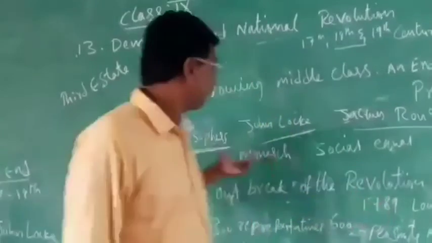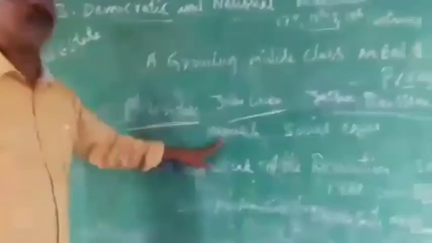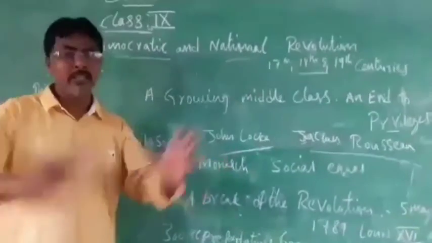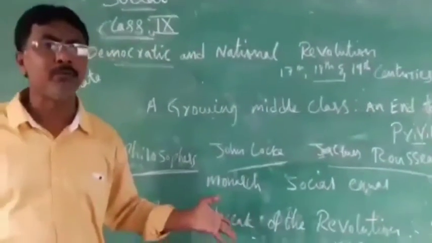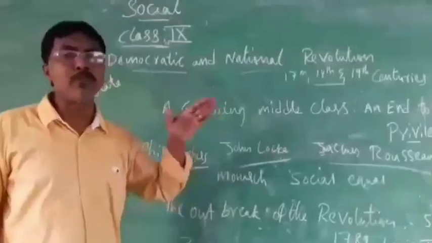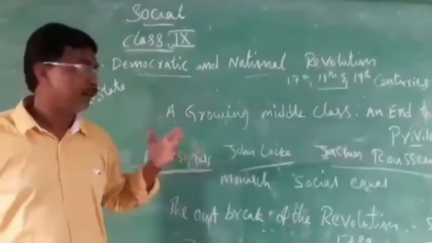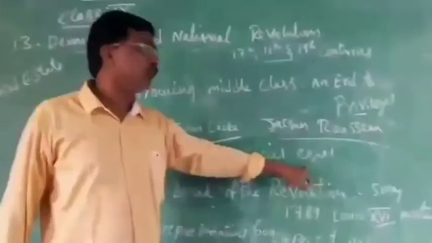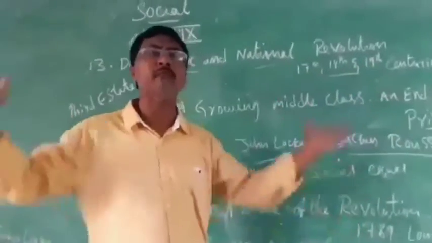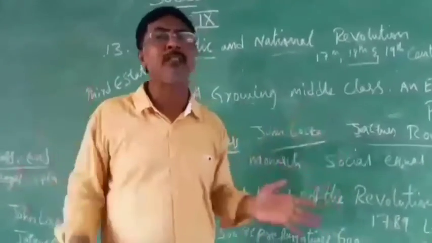So like that he told, and he also told that first we should remove the monarchy government. The king's ruling should be removed, and a democratic type of government should be established. And equality should be there. Everybody is equal. All the estates should be equal. Everybody should pay the taxes. We should bring it like that.